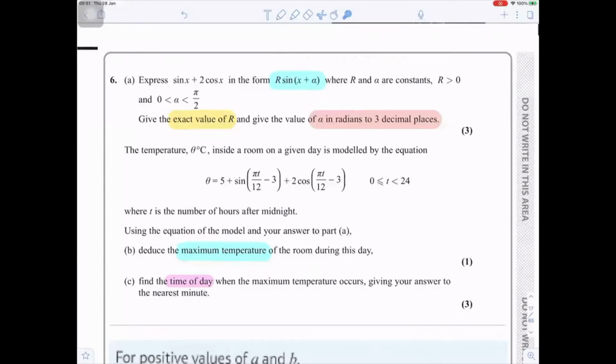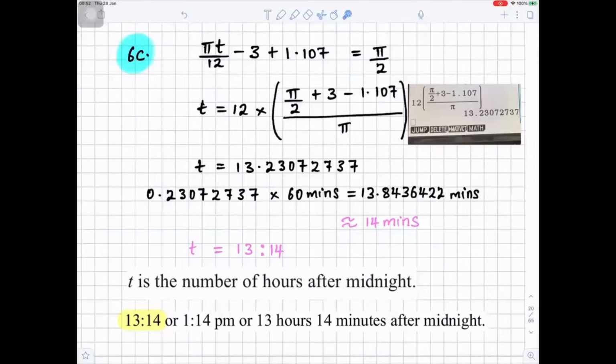For question 6c, find the time of the day when the maximum temperature occurs, giving your answer to the nearest minute. The maximum occurs when that value is equal to 90 degrees, pi over 2. So pi t over 12 minus 3 plus 1.107 equals pi over 2. Because if you look at the sine graph, it goes like that. So at 90 degrees, pi over 2 is when you get that maximum value of 1.